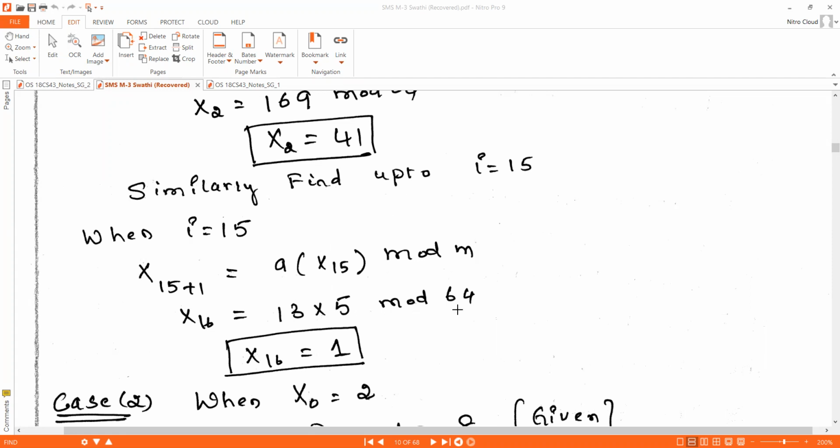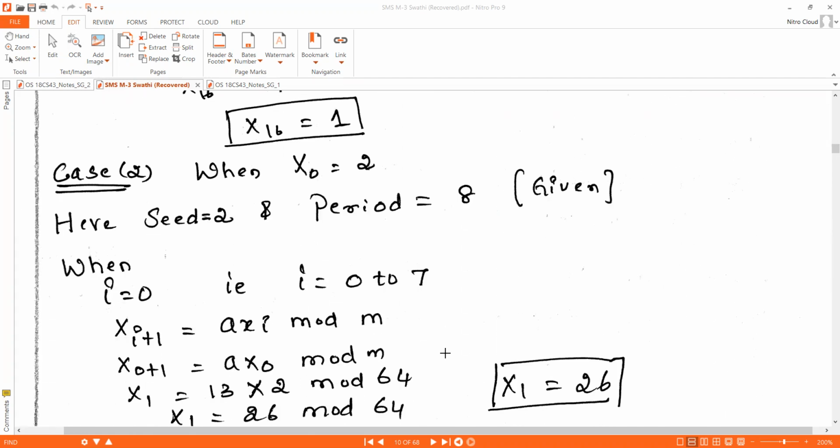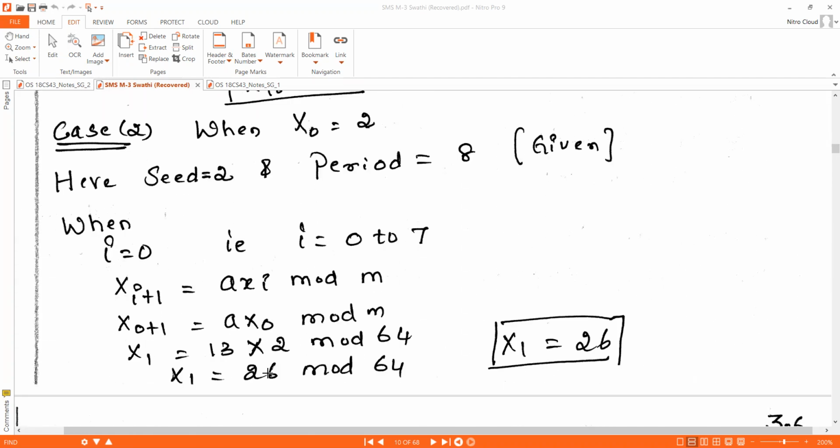That 5 we substituted here, and we got x16 value as 1. Now we'll do case 2. In case 2, they have asked us to calculate xi values for a period of 8. Until i value is 8, we need to calculate the xi values.